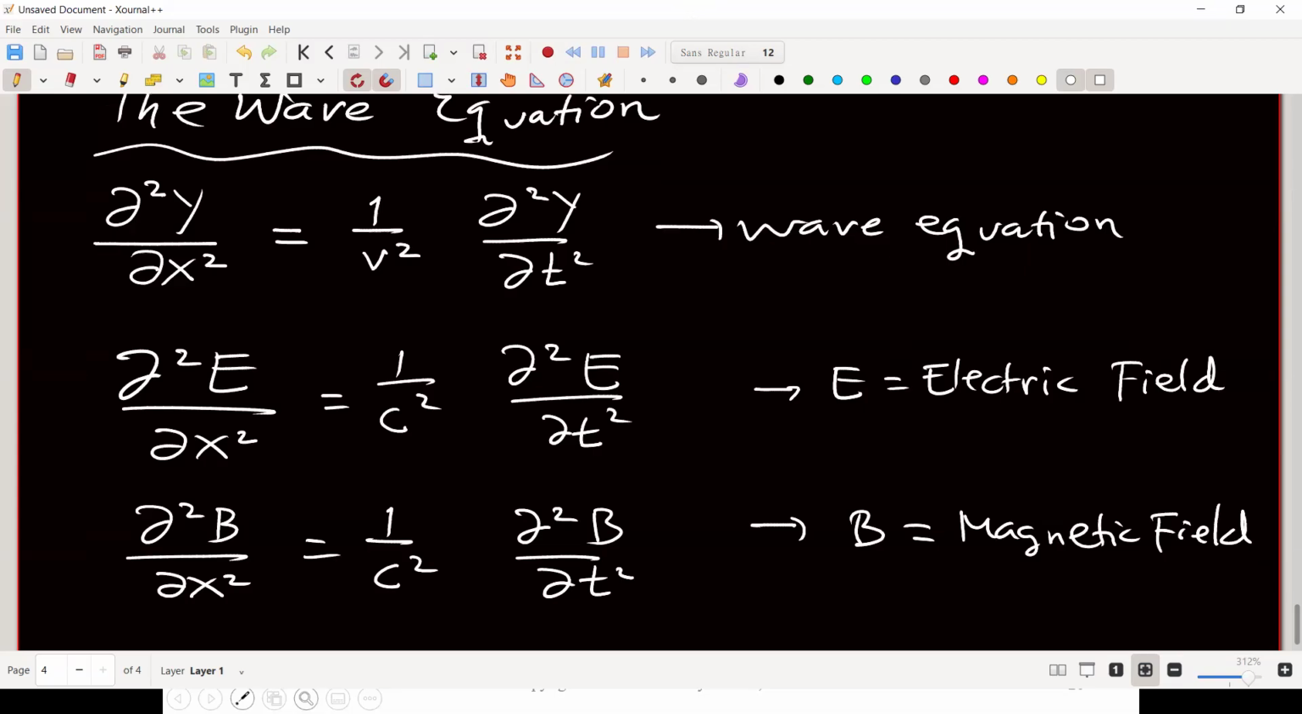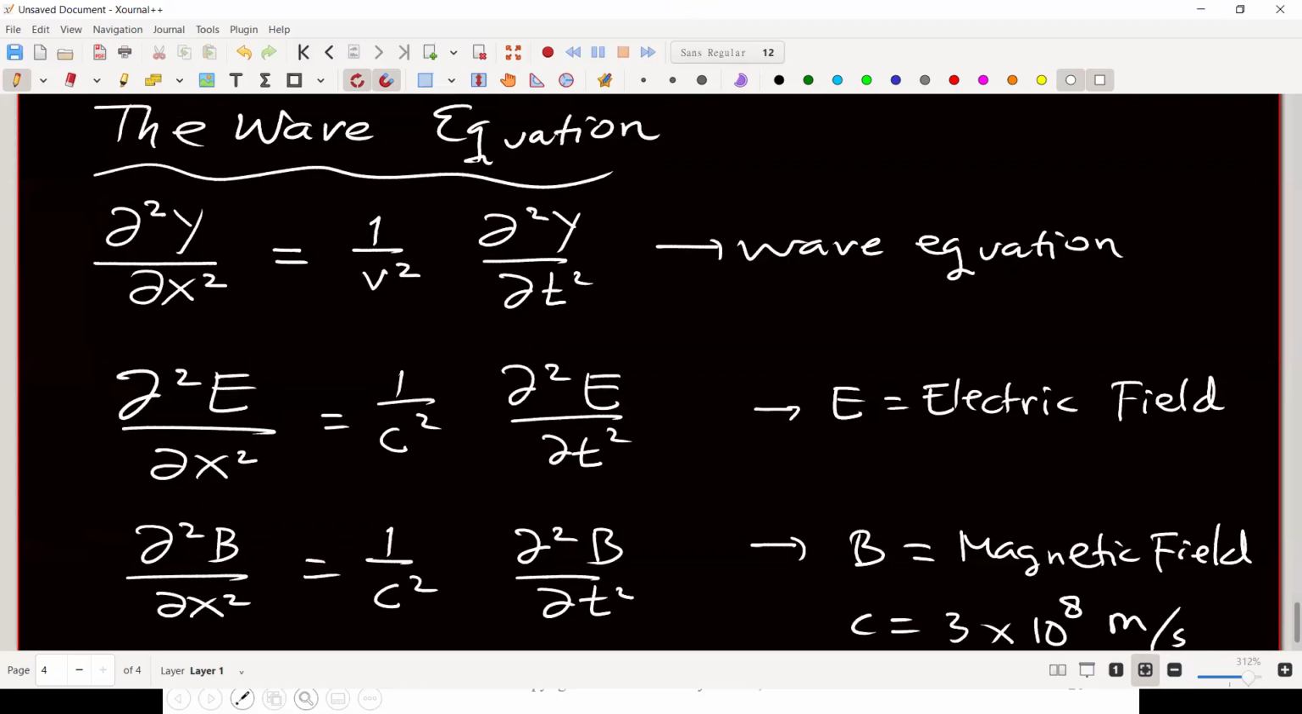So here c or v is the wave speed. We know that c is the wave speed, like 3 times 10 power 8 meter per second, which is equal to the speed of light, the speed of electromagnetic field or speed of light.